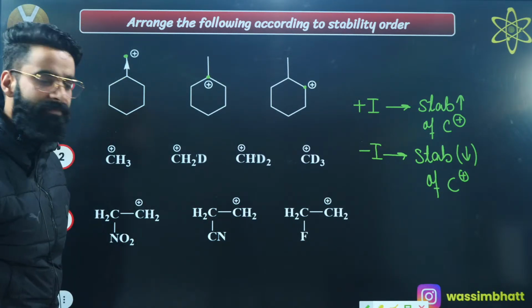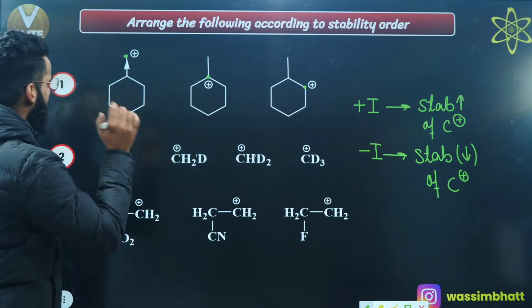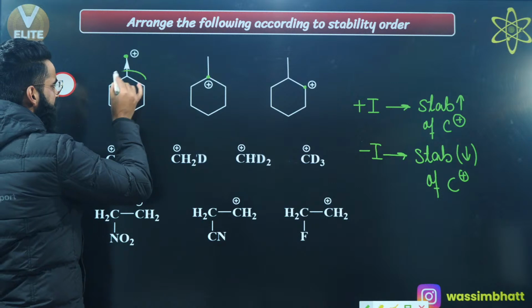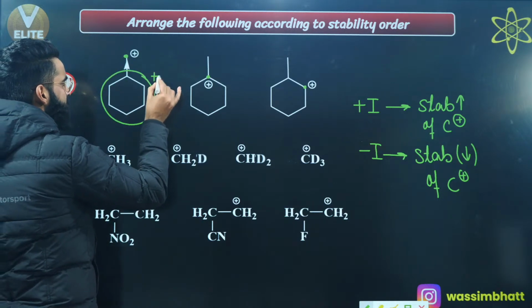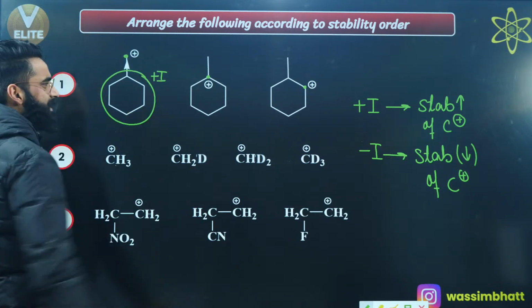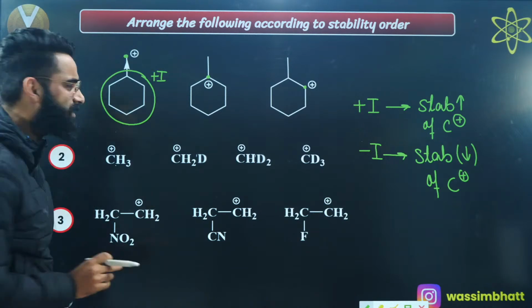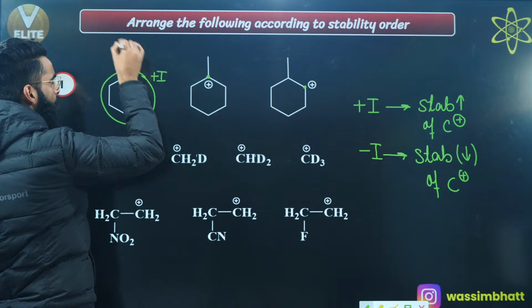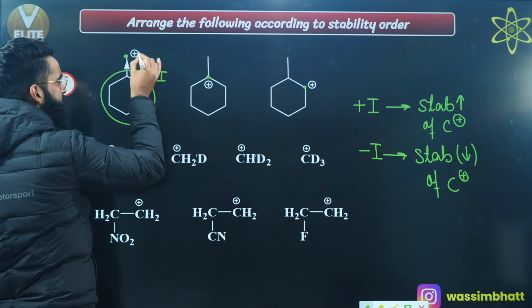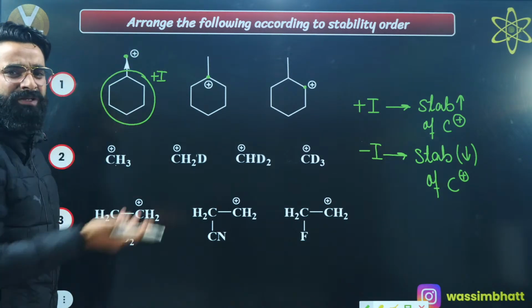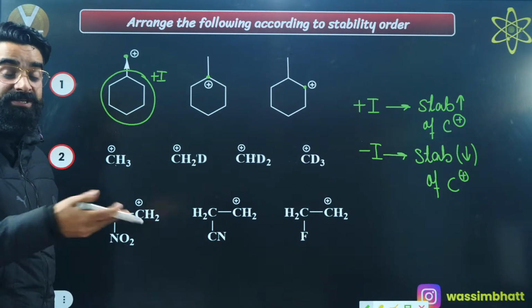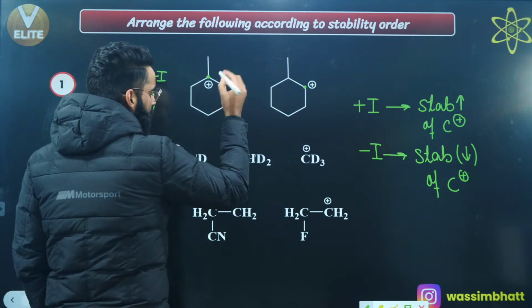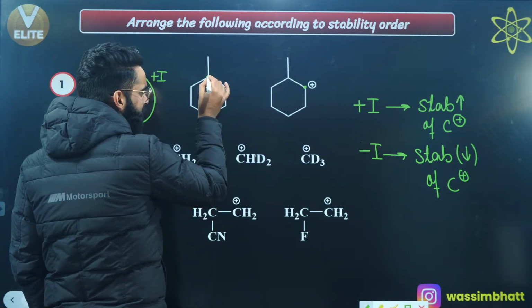If you look at the first one, this is the carbon carrying the positive charge, and this is the group which is going to show plus I effect. Plus I effect increases the stability of the carbocation. This group will be sending sigma electrons towards the carbocation, which decreases the positive charge on this carbon, and less the charge on the molecule, more the stability. Over here in this case, this is the carbon carrying the positive charge.